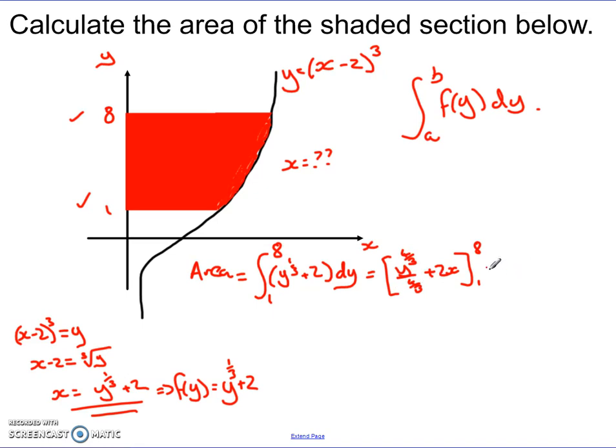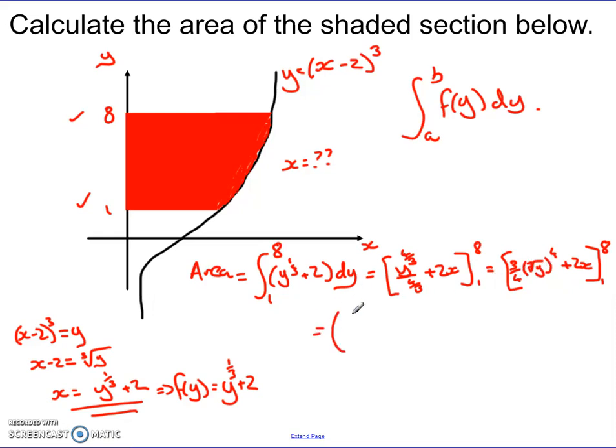Let's simplify this part here at the beginning. So y to the 4/3 divided by the 4/3, switch that around, I get 3/4. Y to the power of 4/3 is the cube root of y to the power of 4. I've then got plus 2x. And again, it's from 1 to 8. Now this looks a little bit more complicated, this bit, but actually when we plug these values in, it'll end up working out quite nicely.